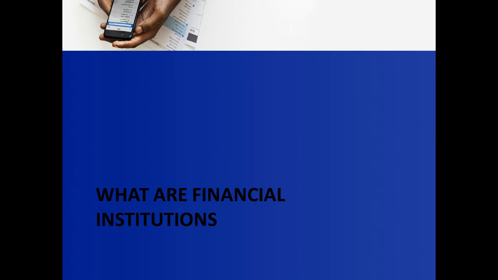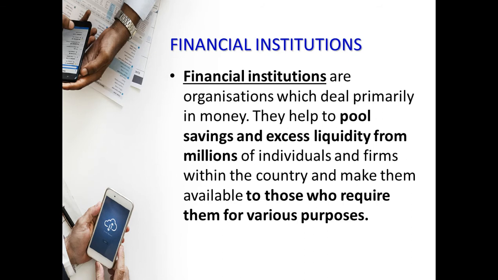So, what are financial institutions? Financial institutions are organizations which deal mainly or primarily in money. So their job is very simple. They help to pool money together through savings. They help to pool excess liquidity from millions of individuals and firms within the country. They pull them together and then make this money available to those who need it or where there is less liquidity. They mop out excess liquidity from individuals and give it to those who need it for business. So they are like middlemen. The financial institutions are like middlemen. They take money from where it is surplus and move it to where there is deficit.